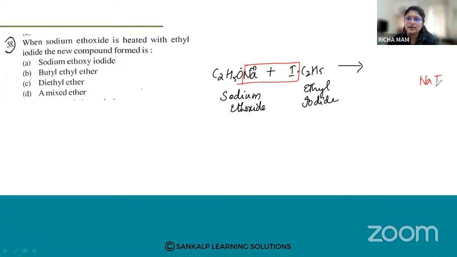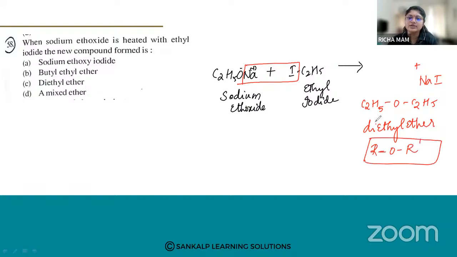So NaI plus C2H5OC2H5. It is a diethyl ether. It is an R-O-R linkage, so it is an ether. So it is diethyl ether. Yes, C. Very good. Vamshi Krishna has also answered. Good. Most of you have answered it as C, and C is the correct answer.